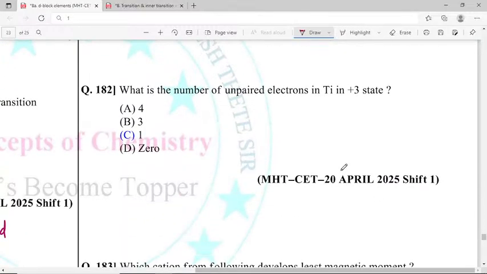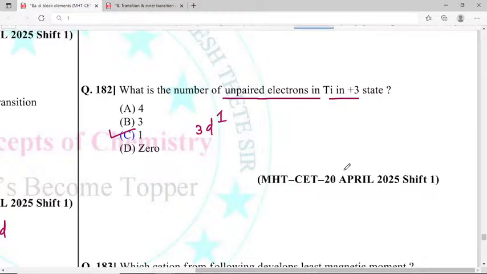What is the number of unpaired electrons in titanium plus 3? 1. So 3d1 electronic configuration, 1 unpaired electron.